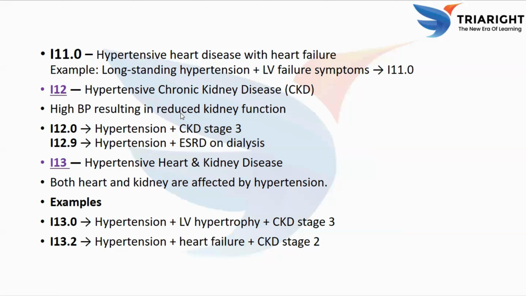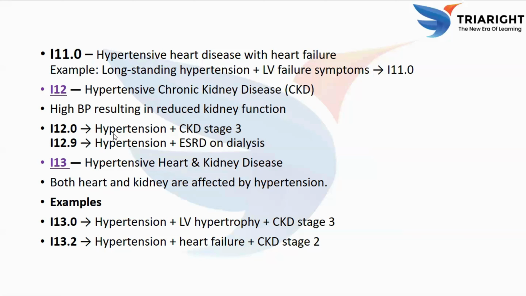So what is the mechanism which works over here? High BP, whenever hypertension is increased, it causes arteriosclerosis of renal arteries, which decreases the filtration, and then it damages the kidney, resulting in chronic kidney disease.